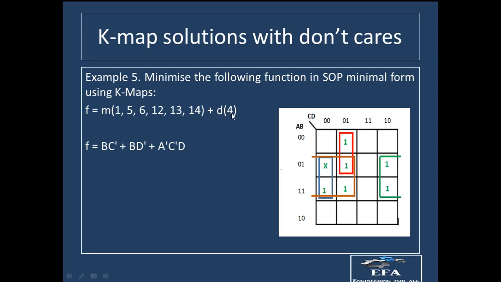So first of all we need to understand the meaning of don't care. Don't care means that this position can have any value, either 0 or 1, and it will not make any difference to the output. So whenever we have such an expression in our examination, we have to put a cross in the positions which are written in this bracket. Okay, so let us see.